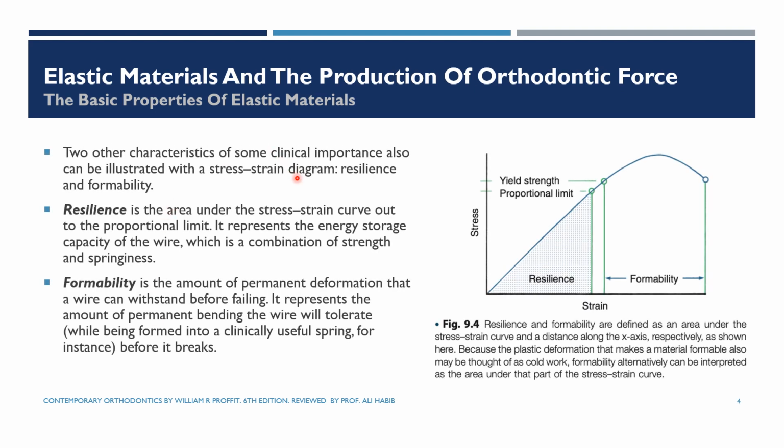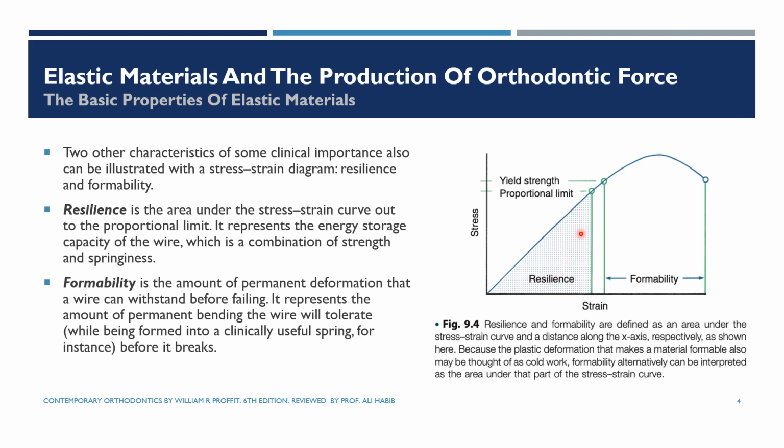Two other important characteristics are resilience and formability. On the stress strain curve, the resilience is the area under the stress strain curve out to the proportional limit. It represents the energy storage capacity of the wire, which is a combination of strength and springiness. So a wire that is more resilient has more energy.